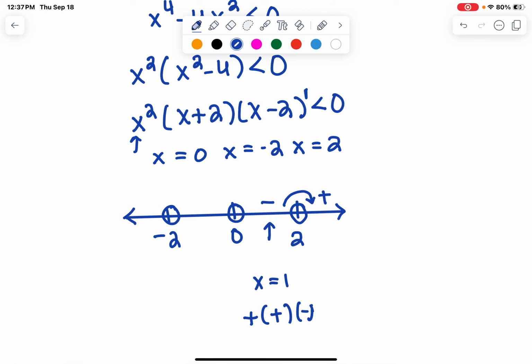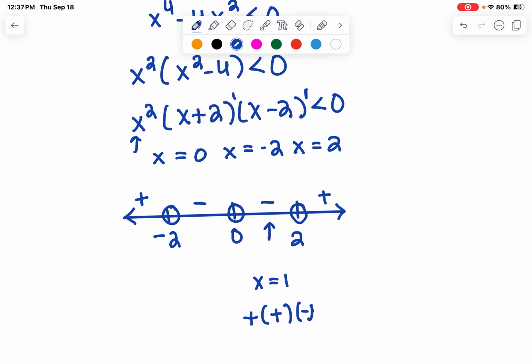This next one is 0. So I'm looking at the multiplicity as I jump over 0. 0's multiplicity is 2. So that's even, so I'm going to keep the sign. And now I'm going to look at the multiplicity as I jump over negative 2, which is a factor of x plus 2, because that's the negative 2. And it has a multiplicity of 1, which is odd, so I'm going to change the sign. So that is what we're looking at.